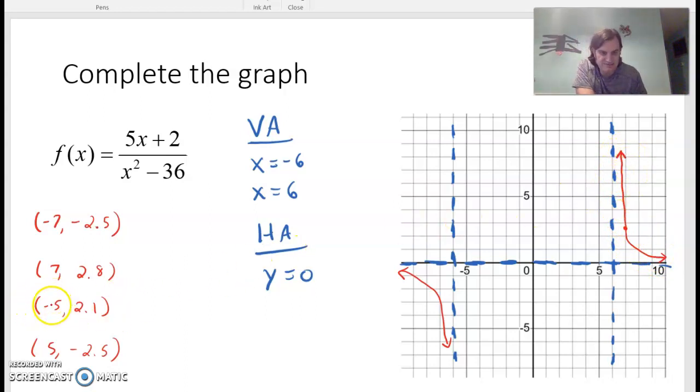Then in the middle here, might take a little bit of extra planning, but at -5 I got about 2.1, which leads me to believe my graph is going to hug toward positive infinity at that asymptote. And the other one, 5, gave me -2.5, which leads me to believe it's going to hug negative infinity going toward the 6 asymptote.